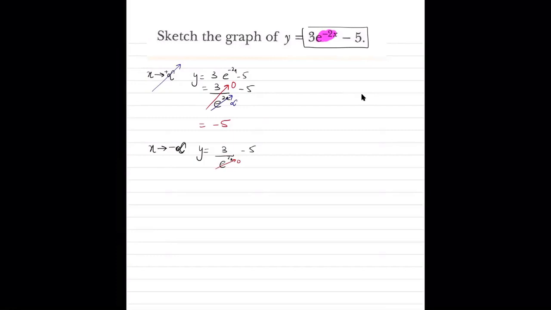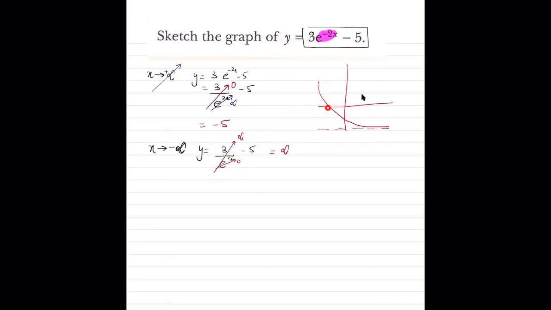Isn't that infinity? Yes, so this means that the entire fraction is going to reach infinity. Now infinity minus 5 is also infinity. So now I can understand the trend: for positive values of x, the number is approaching minus 5, and if I keep decreasing the value of x to a negative value, the number is increasing to infinity, so I get to know the shape.